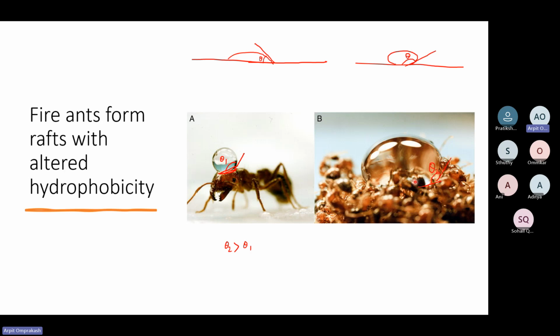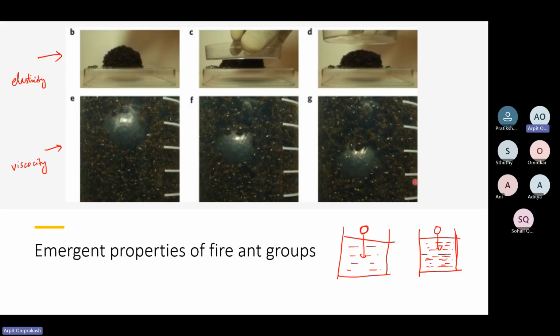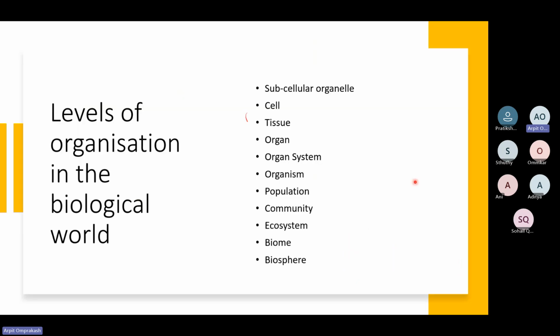Fire ant rafts have altered hydrophobicity. They are more hydrophobic and they repel more water compared to individual fire ants. Then they have other properties that are not found in individual ants, such as elasticity and viscosity. Right. So you don't have these properties in ants, but you have these properties in rafts, which are emerging because a lot of these ants are coming together to build these rafts.